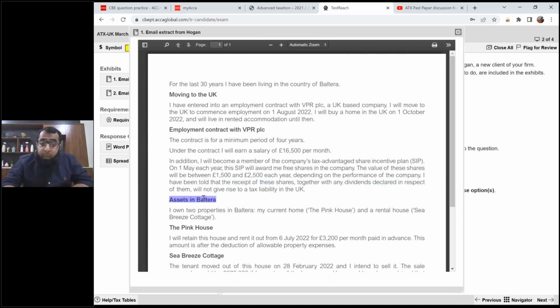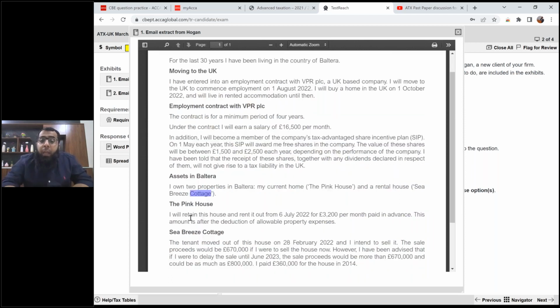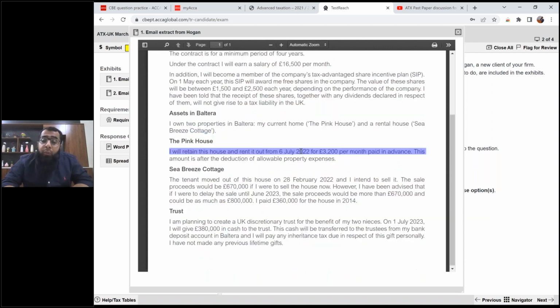Assets in Baltira. I own two properties in Baltira, my current home, the Pink House, and a rental house, Sea Breeze Cottage. The Pink House: I will retain this house and rent it out from 6 July 2022 for £3,200 per month paid in advance. This amount is after deduction of allowable property expenses. Then there is Sea Breeze Cottage.